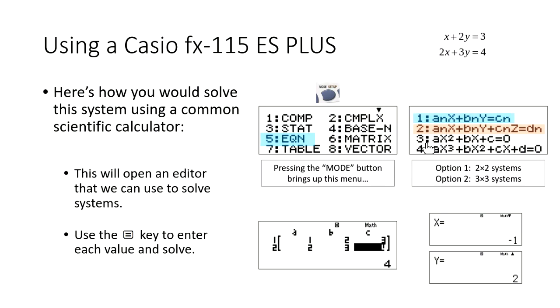For the Casio, what will happen is when you go into mode 5 and then option 1, you'll see this window pop up. And what you do is you fill this matrix up with what you see from the equation. So the 1, 2, the 2, and the 3, that comes from the coefficients of your variables. And then the 3 and 4, that comes from what you have over here. Once you enter all those values and hit equals, it just does the work for you. And so I'm completely fine with that.